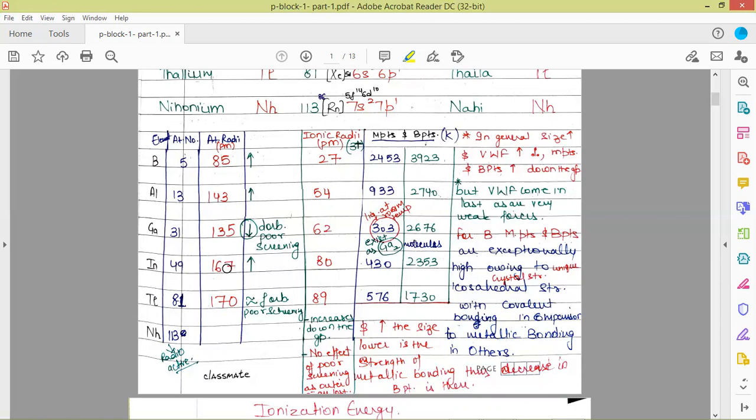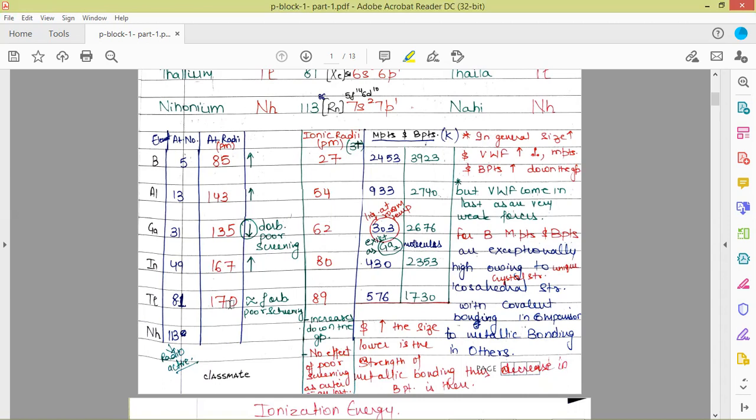And for thallium, further there are f orbitals, which have even poorer shielding in comparison to the d subshell or the d electrons. That is why there is not much increase in atomic radii as we move from indium to thallium. So the poor screening of d and f orbitals is the reason behind the exceptionally low atomic radii for gallium and the almost comparable atomic radii for thallium in comparison to indium.